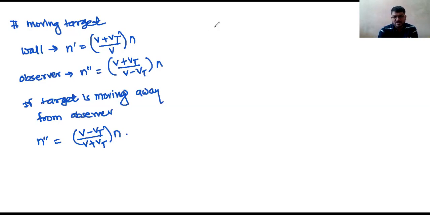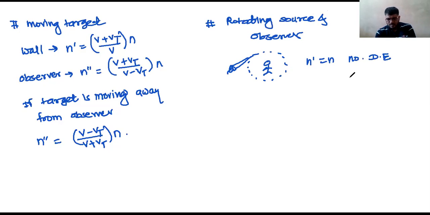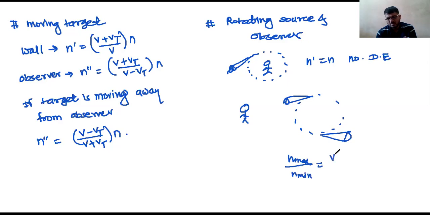Next, rotating source and observer. If this is a source which is rotating and observer is in between, then there is no Doppler effect. Next, if person is outside and source is rotating like this, then N max by N minimum is equal to V plus Vs by V minus Vs. You know, it is like source is coming towards and source is going away for this case.